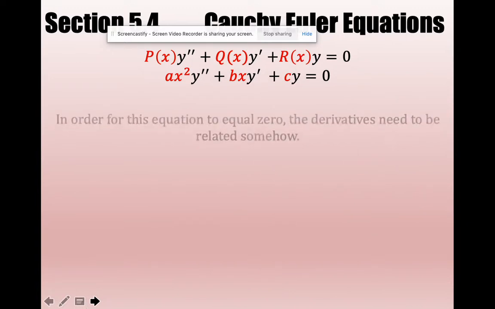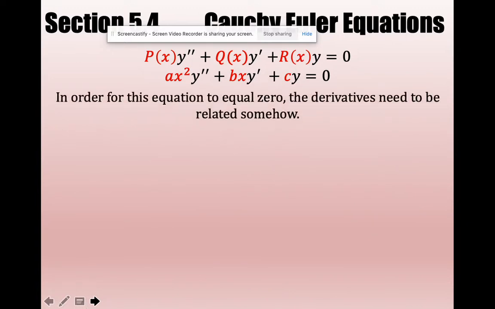So, in order for this equation to equal 0, the derivatives, which by the way have x squared and x, need to be related somehow, right, for me to solve this differential equation to show that I have a solution to the differential equation. So what if I just guess? What if I say the solution was x to the 4th?